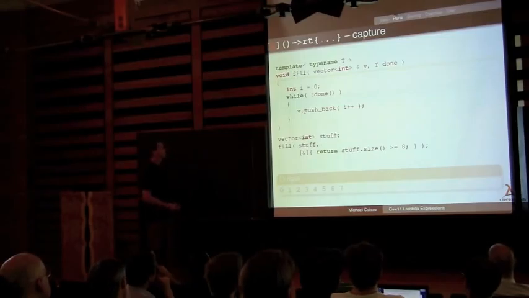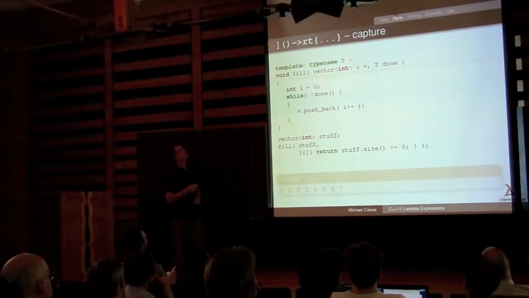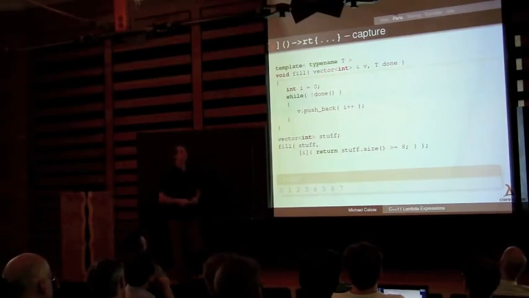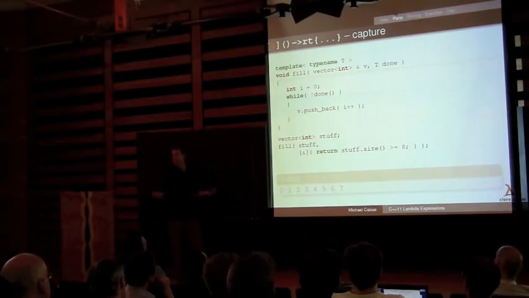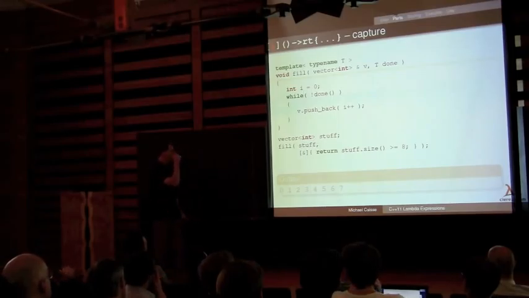Something a little more complicated. I've got this method called fill, and it's going to take a vector of int by reference and something called done. While we're not done, we're going to push back the next value of i and then increment.